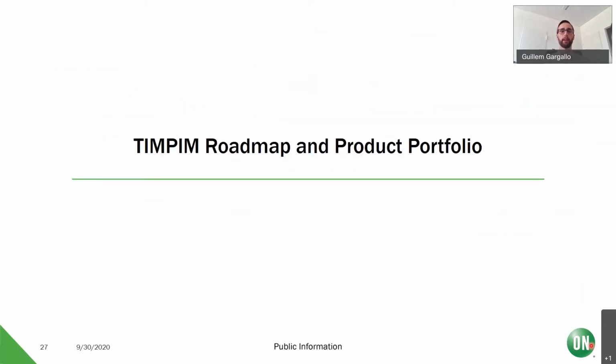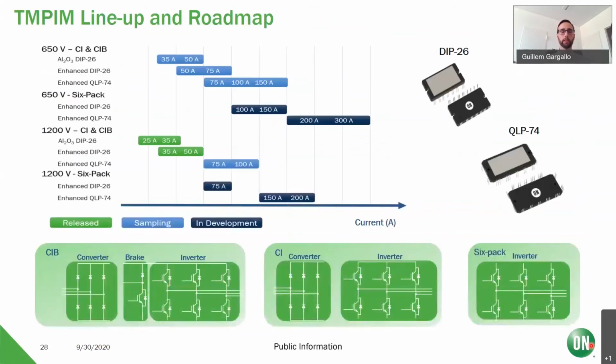Okay, so now let's take a look at the roadmap and the available product portfolio. Here is a high-level overview of the different products that we have released, that we are sampling, and also that are currently under development. We have here 3 different configurations: CIB, CI, and then also the 6-pack, in 650 volts as well as in 1200 volts. This is combined with the 2 packages I've mentioned already today. One is the DIP26, and the second is the QLP24.